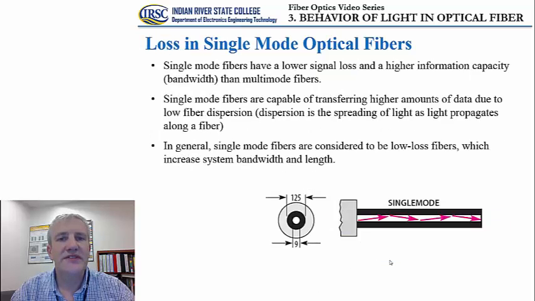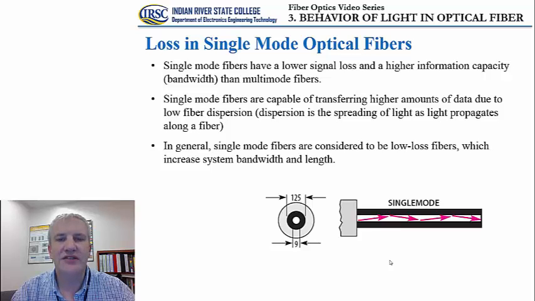What the specific properties of single-mode optical fibers are is covered on this slide. Single-mode fibers have a lower signal loss and a higher information capacity than multi-mode fibers. That's a very distinct advantage of single-mode fibers relative to multi-mode fibers. In other words, single-mode fibers are capable of transferring higher amounts of data due to low fiber dispersion and are also considered to be low-loss fibers, which increases the system bandwidth and length.